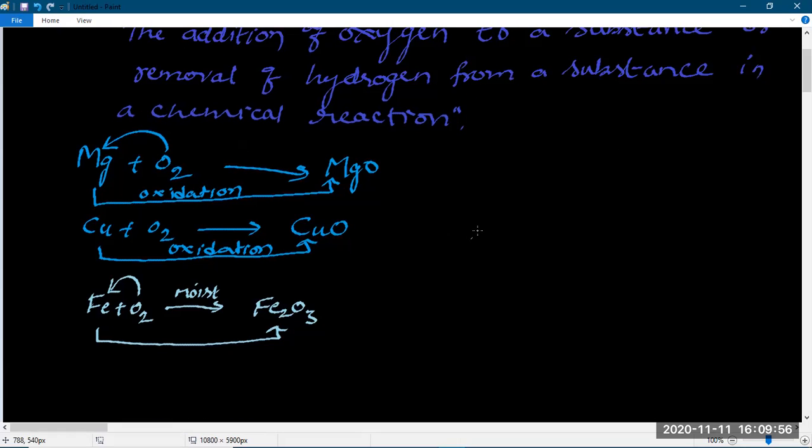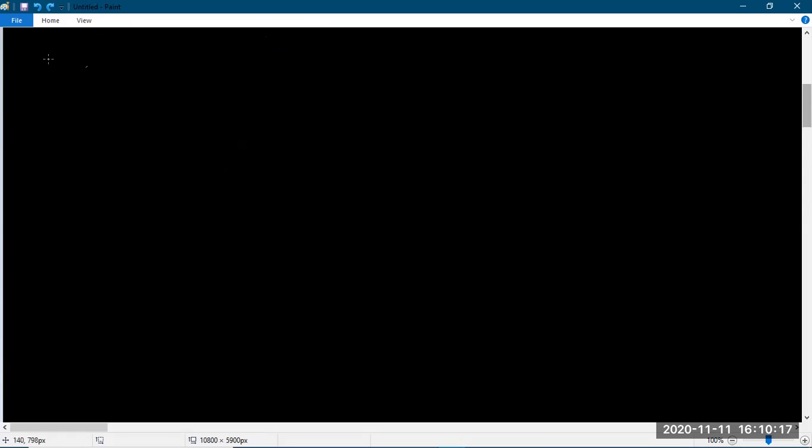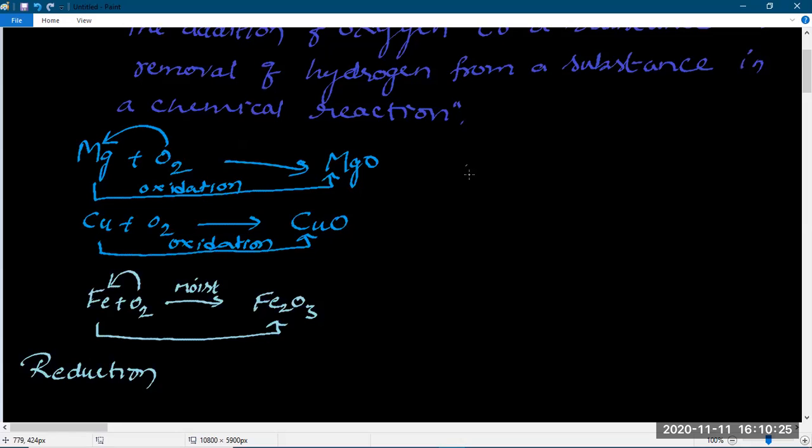How do you see the removal of hydrogen? Let me give one more example. Removal of hydrogen: how can you remove the hydrogen? For example, H2S is there. If I pass chlorine gas through the H2S, chlorine displaces the hydrogen.